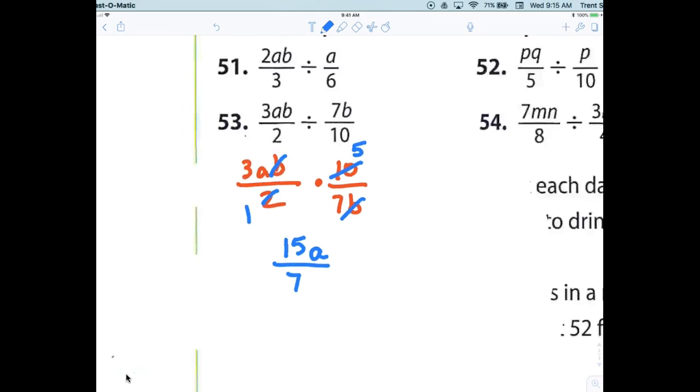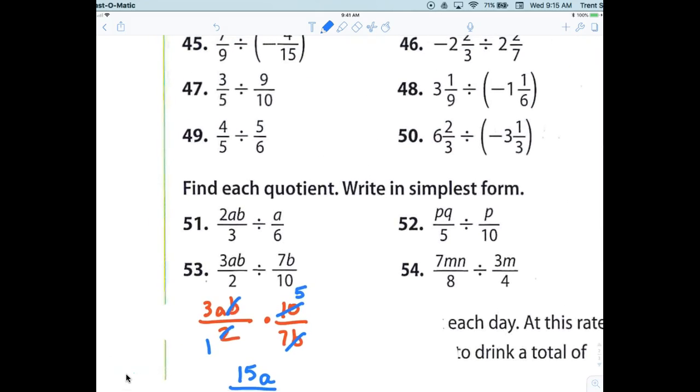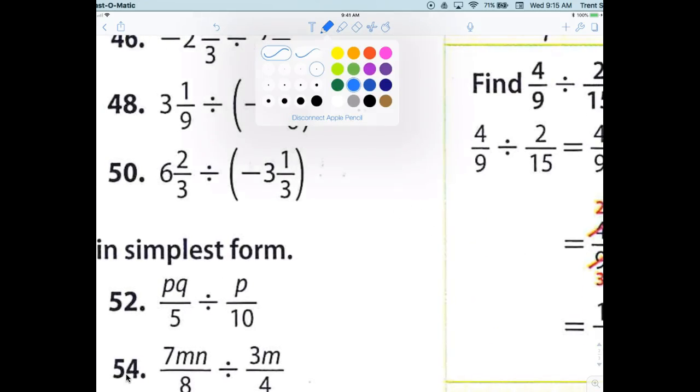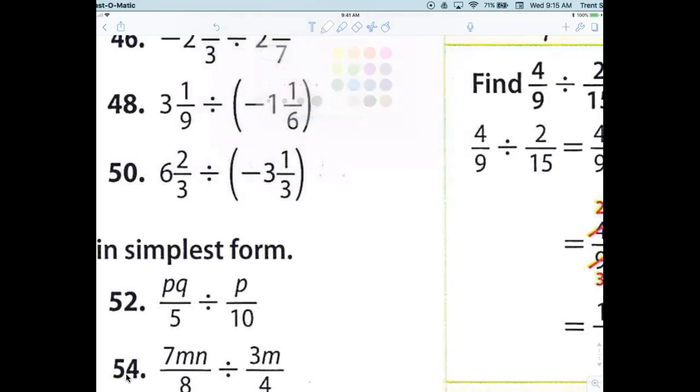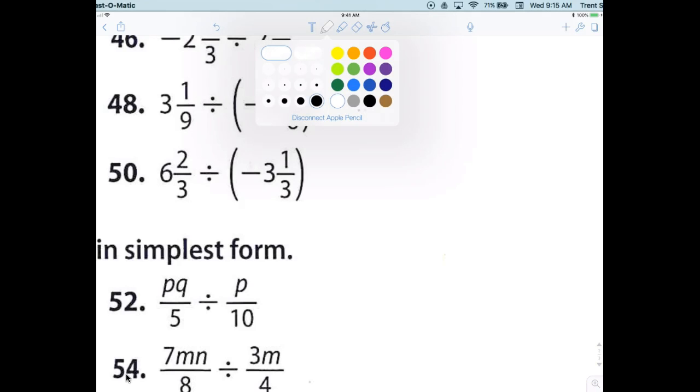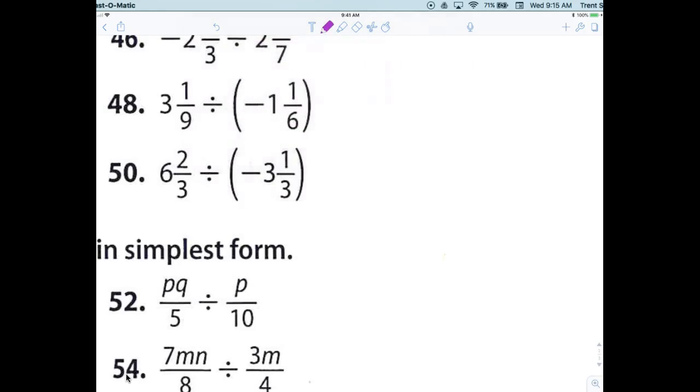Let's do 48 for you. All right, now this one generally I would say is about as hard as it gets because it's two mixed, right? And if we're going to do a mix, we want to convert it to an improper. Okay? So 3 1/9 is the same as 28 over 9. Now, I'm going to come right up here and say this is negative 7 over 6.